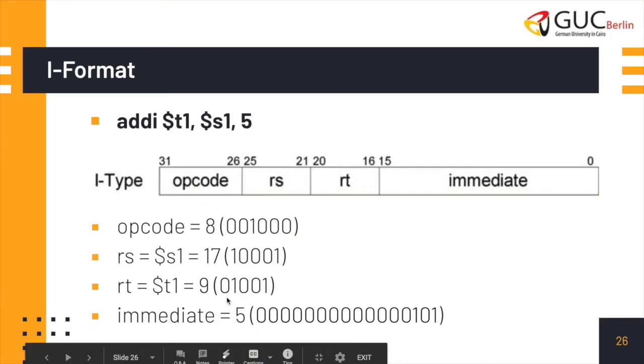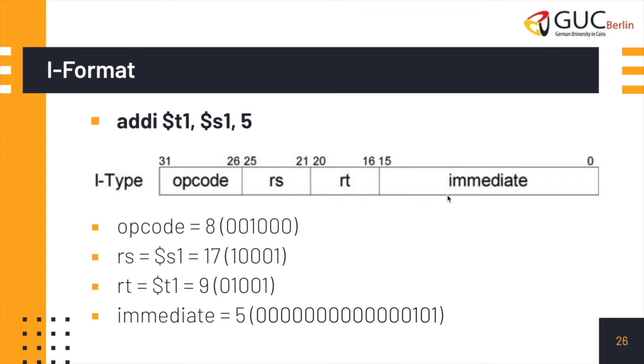Okay? Finally, the immediate, which is positive 5: when we convert 5 from decimal into binary, it will be 101, which only requires 3 bits. But the immediate field takes 16 bits. That's why we added what? We added the remaining bits as zeros. So I have 3 bits here that represent 5, which are 101, and the remaining 13 bits are added as zeros to fill in this immediate field, which takes 16 bits.